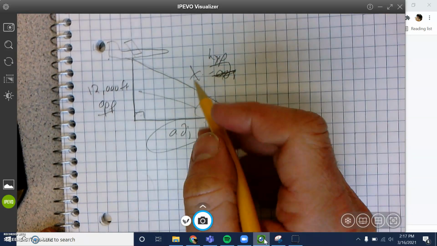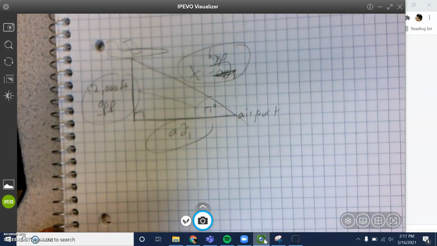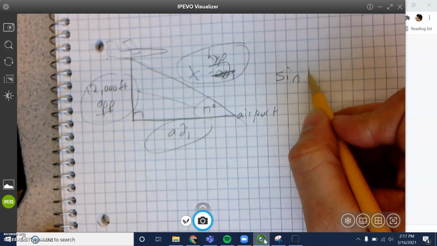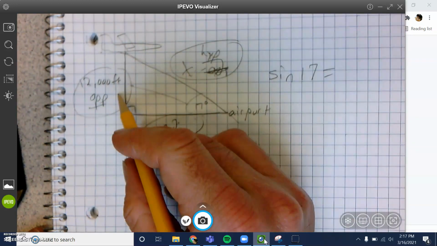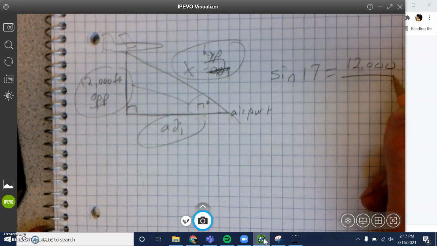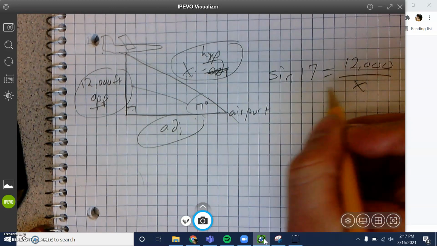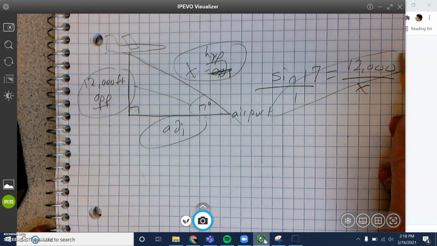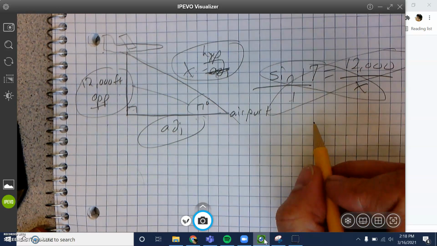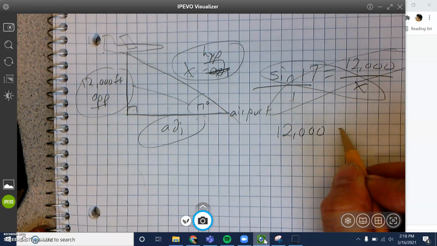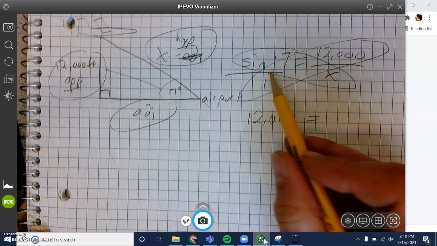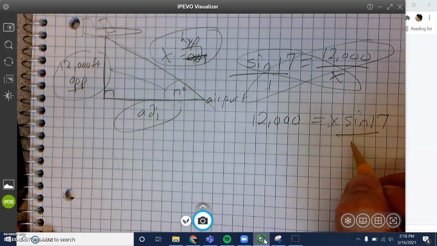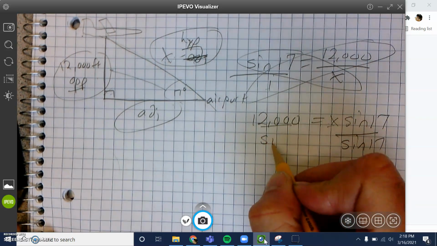So what do I got? I got opposite and hypotenuse. What am I going to use? Yep, sine. The sine of 17 equals opposite, 12,000, over hypotenuse, which is x. What do you do now? Cross multiply. 1 times 12,000 is 12,000. Then you have x times sine 17 is x sine 17. Opposite of multiplying is dividing by sine 17.